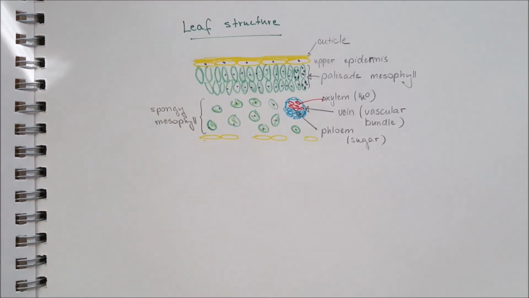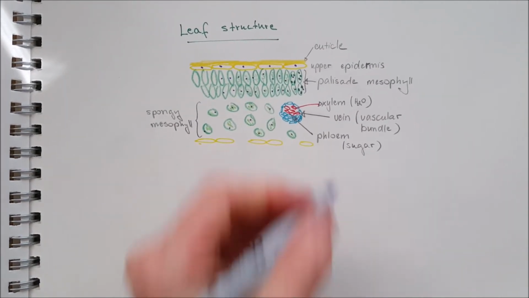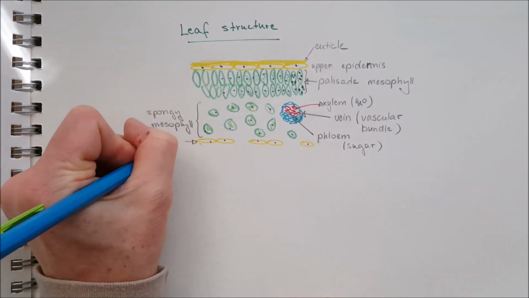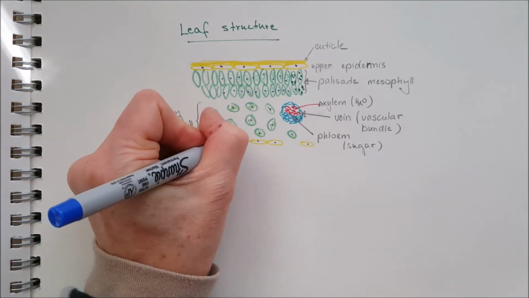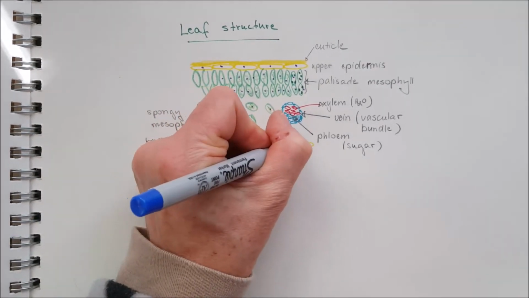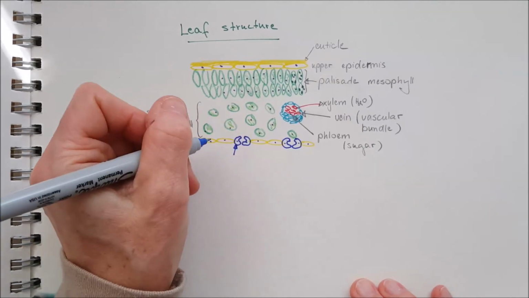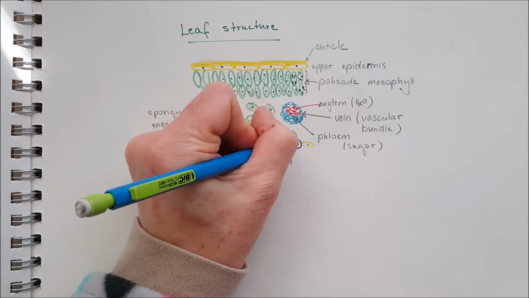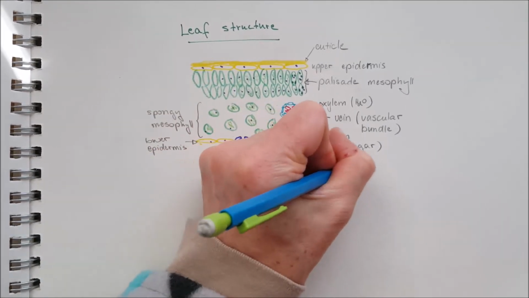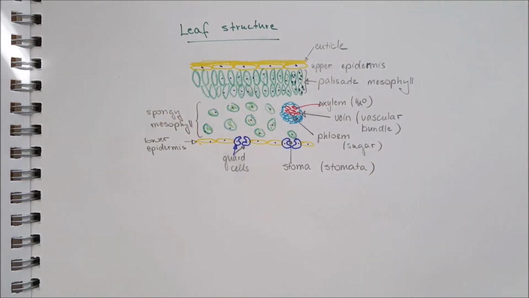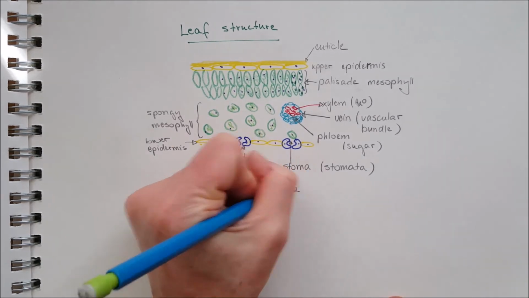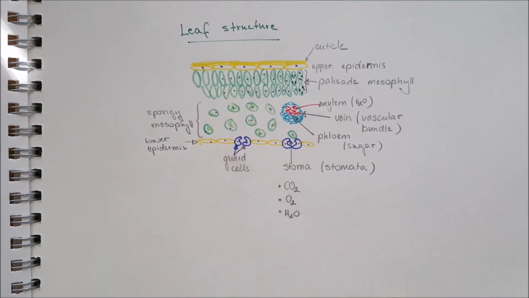And closing at the bottom is the lower epidermis, where you might notice the gaps between the epidermal cells. These gaps are openings for the leaf to transport different chemicals. The blue ones are the guard cells, guarding the opening, the stoma, or many of them, stomata. Through the stomata, what goes through? Carbon dioxide, oxygen, and water vapor.